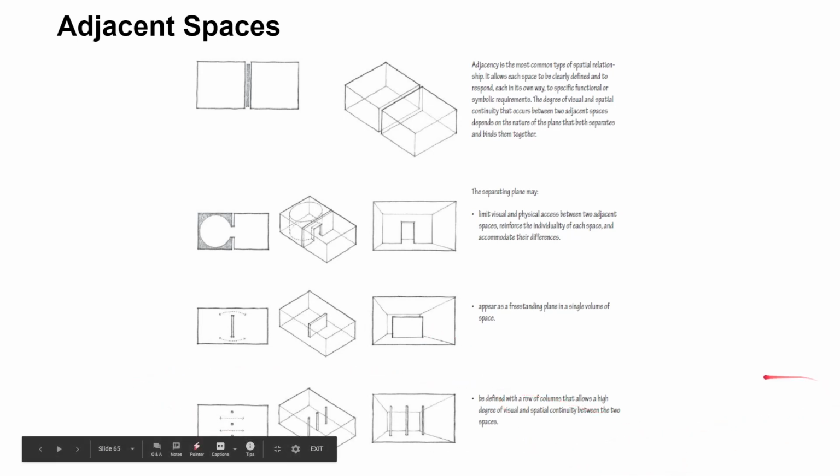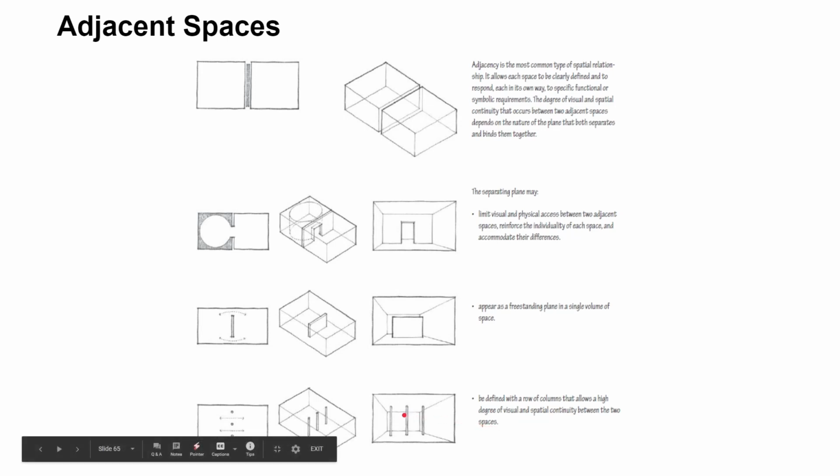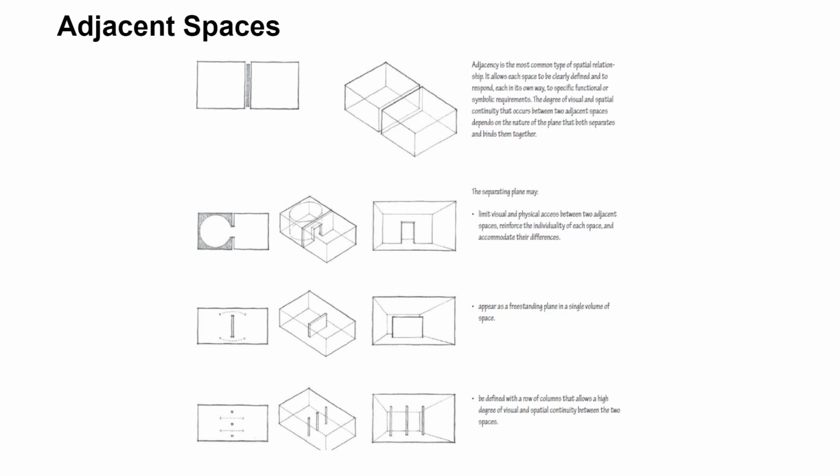So the third one is defined with a row of columns that allow a high degree of visual and spatial continuity between the two spaces. As portrayed in interior space, it gives you the visibility that you need, but still the perception of separation. So as you can see, it has a visual denotation of a separate wall or a separate space without making it too closed out. So there is still an adjacency or a correlation between two spaces.